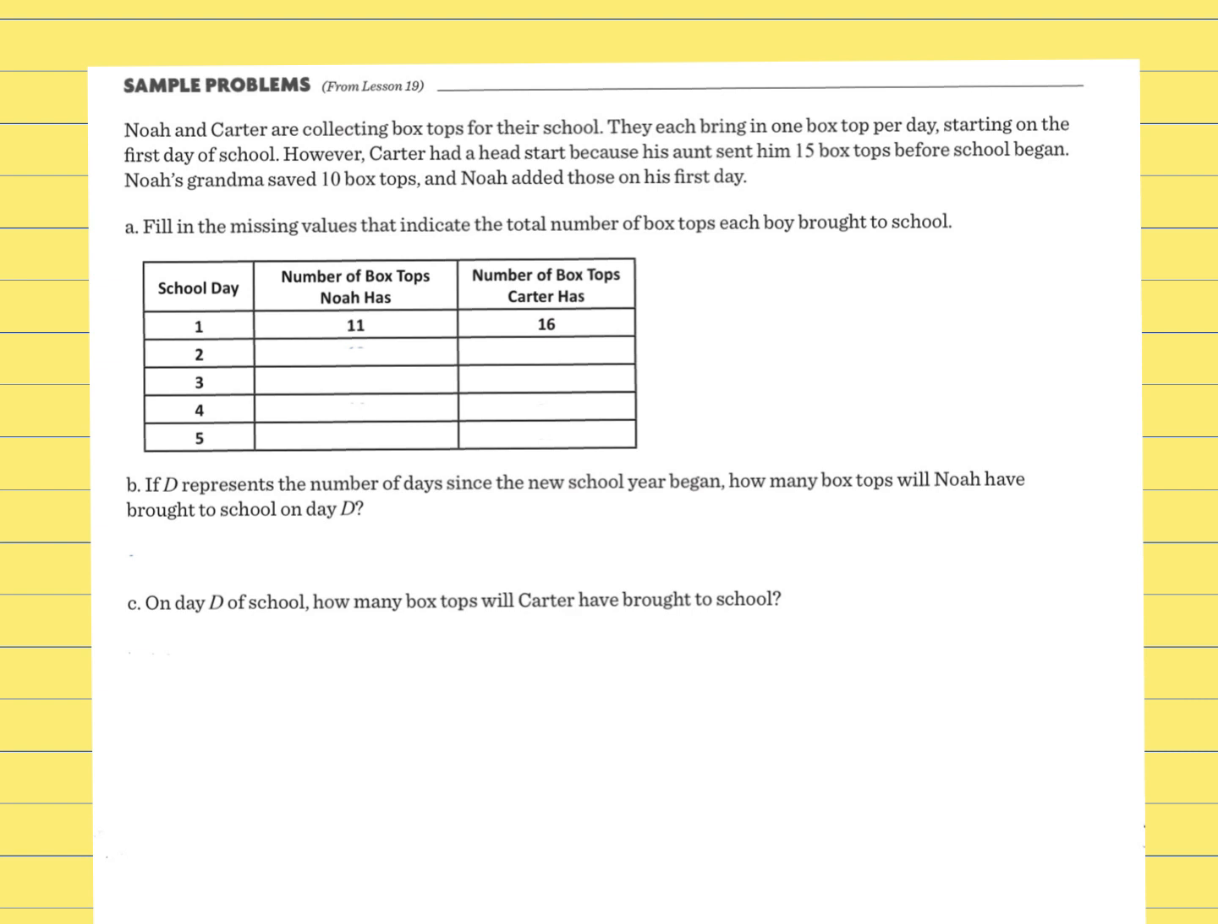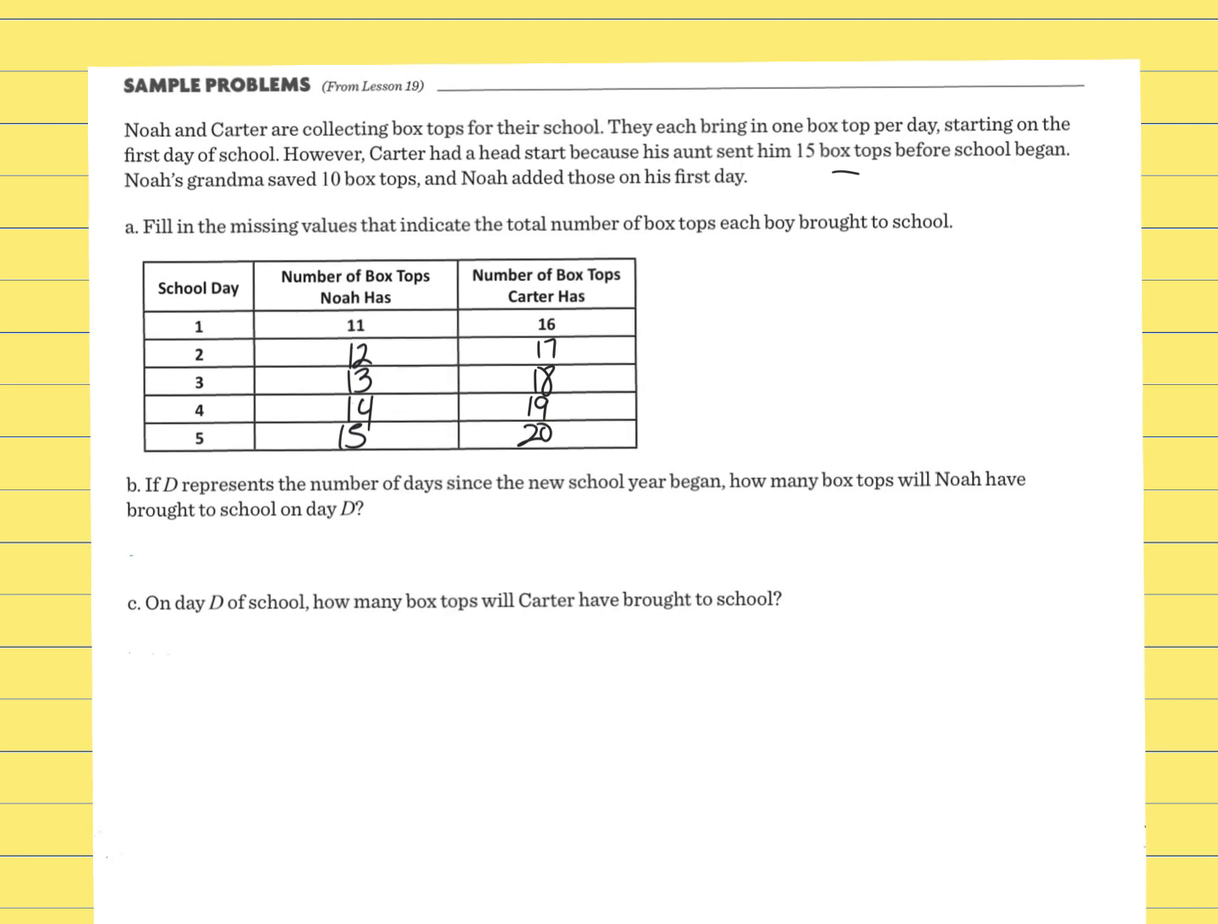All right, so it says fill in the missing values that indicate the total number of box tops each boy brought to school. So Noah started with 10. And they each bring one per day to school, starting on the first day of school. So we started with 10 plus the one, that would be 11. And then Carter had 15 from his aunt plus the one that he's going to bring, so he has 16. So each day they bring one more. So this would be 12, 17, 13, 18, 14, 19, and 15, 20.